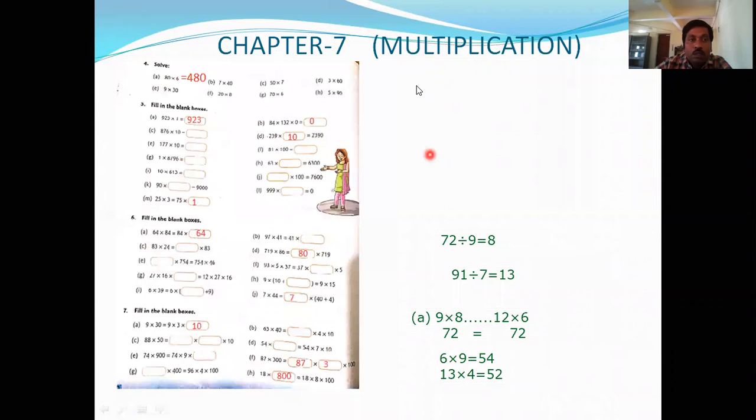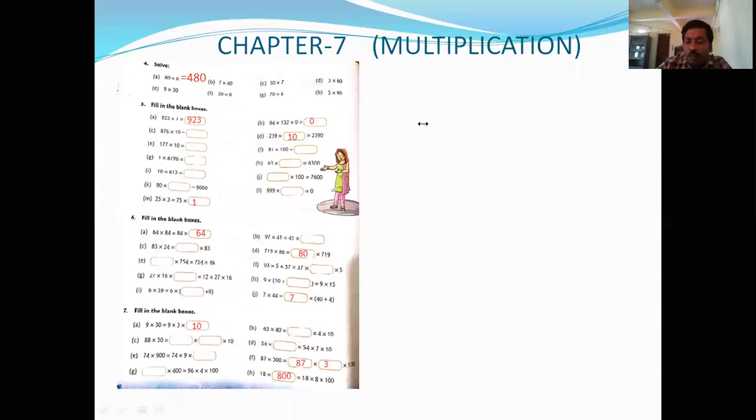Now here is question number 4. Solve. This is very simple. 80 into 6 is equal to 480. For this type of question, we will multiply the given numbers in this way. How can we multiply 80 into 6? Here we see the last digit of 80 is 0. So we will multiply 8 by 6 first. We get 48.